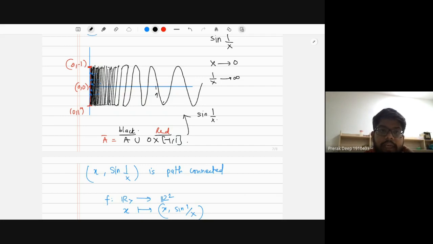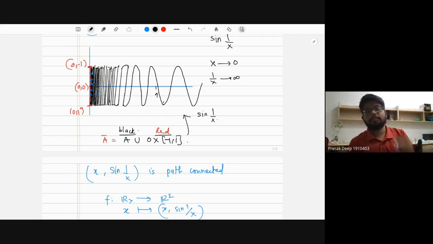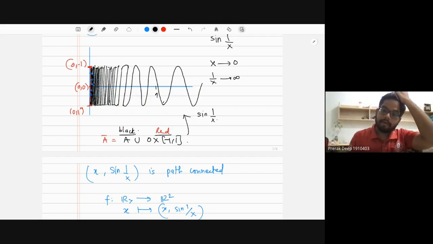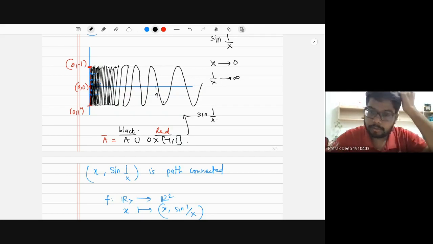Okay, so I will think about this question. We can discuss this once we have discussed compactness, or maybe next week I will try to discuss the solution of this question.